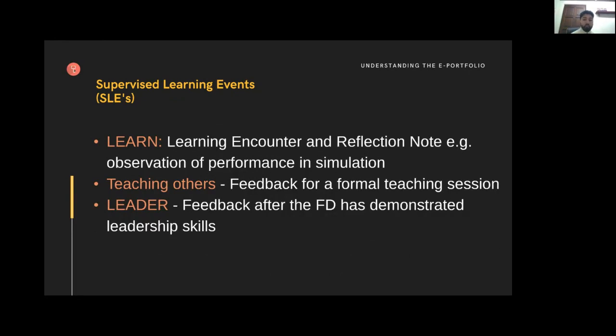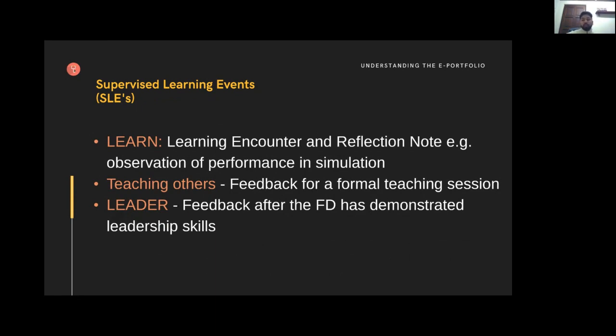There's a Teaching Others form, and that has to be feedback for a formal teaching session. So if you deliver departmental teaching, for example, you can get a consultant to sign off this form, as long as they're aware that you've been teaching others. Informal teaching via the bedside won't count for the Teaching Others form, but you can log informal teaching for other things, and I'll go through that with you in a moment.